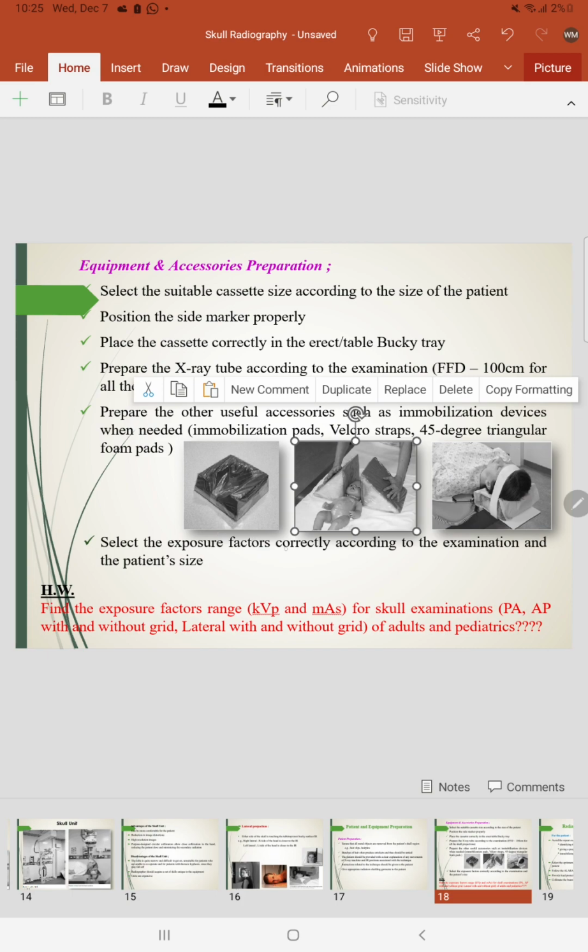Select the exposure factors correctly according to the examination and the patient size. So you can find out about exposure factors like kVp, mA, mAs, that type of exposure factors. So find out and refer to that.